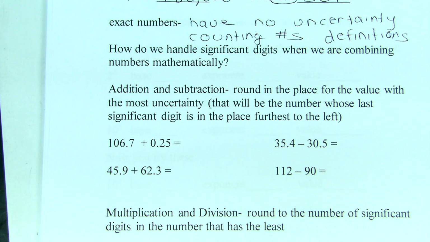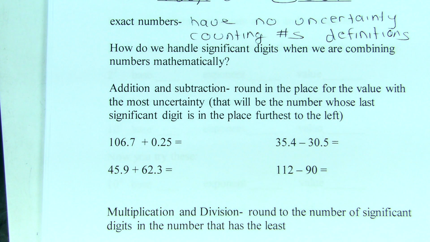So, a counting number. How many students are at this table? 1, 2, 3, 4. There is no uncertainty. There's not maybe 3 students there and maybe 5 students there. There are exactly 4 students because I can count them. So there's no uncertainty there.